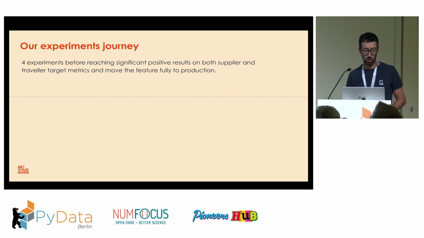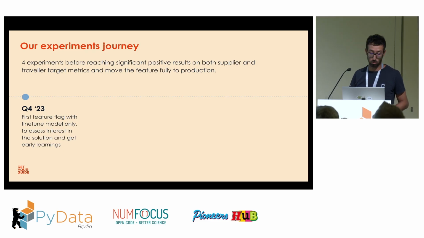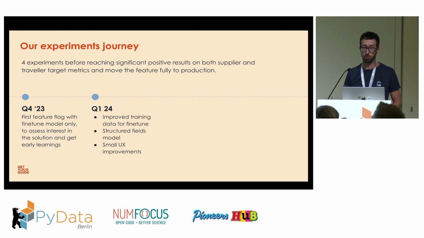What was our journey? We ran 4 different experiments before seeing significant positive results on both supplier and traveler target metrics, which helped us to roll out the feature in production. Everything started in Q4 23, where we first launched a feature flag with only the fine-tuned model. This was done to assess the interest in the AI solution and get early learnings.